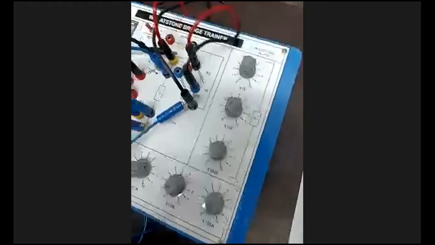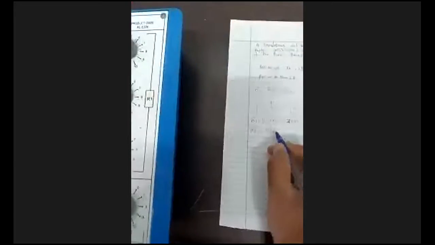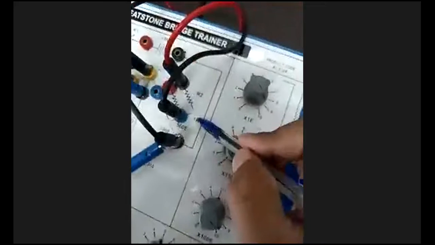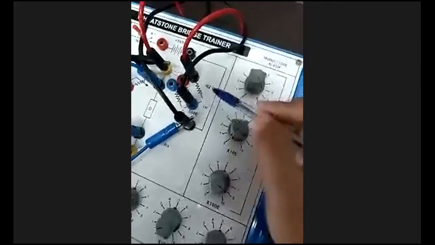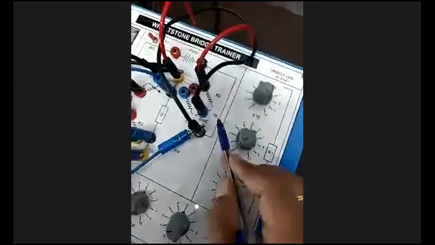So R2 equal to how much we have considered here? 1000 we have considered. It is not 6 also, it is 7 here now. So 1080 you consider. 1080. R2 equal to 1000 ohm. Where did we make the connection? Here we connected 1 kilo ohm. Yes or no?